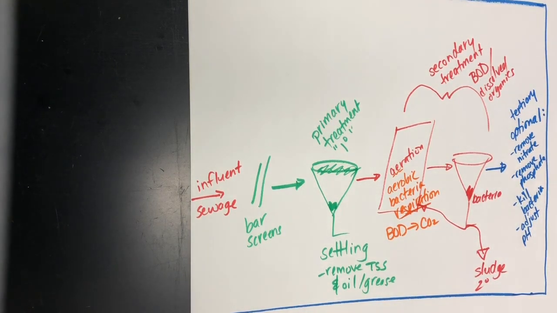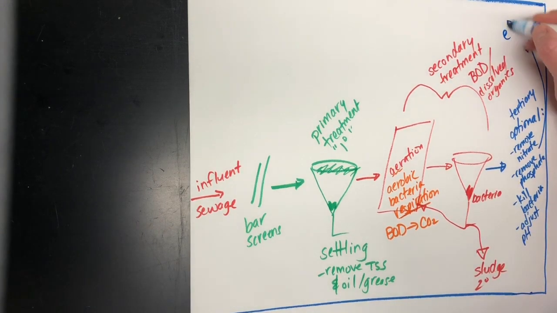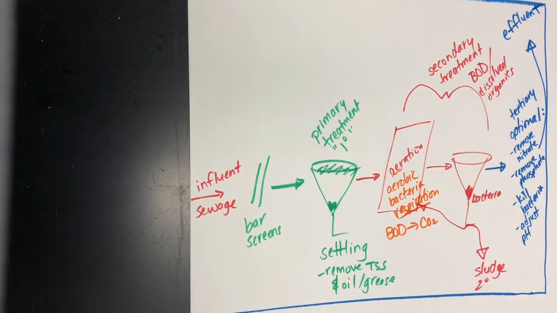And then when it's done here, it flows out to the effluent. And so this would flow out into a lake or a river. Could go back into groundwater or something, but typically it goes into surface water is where it's discharged to.